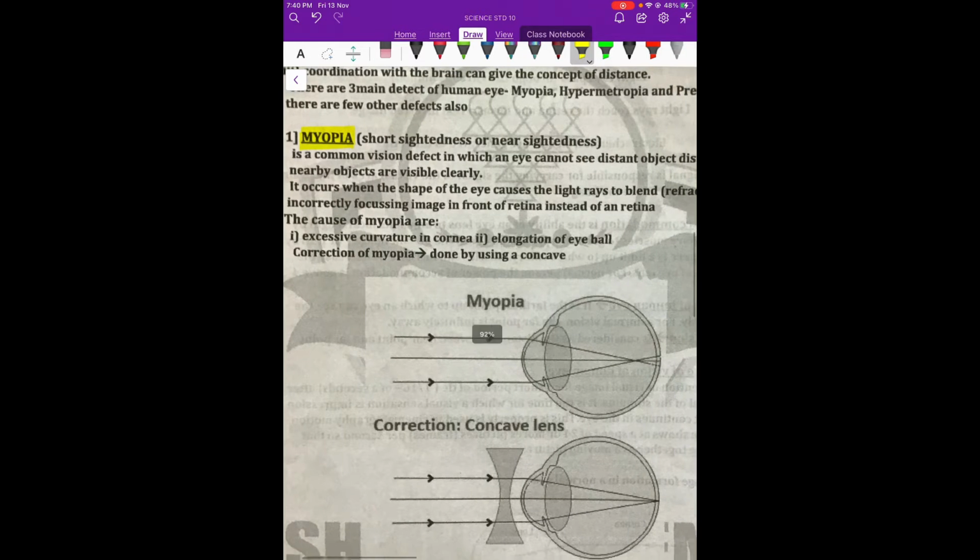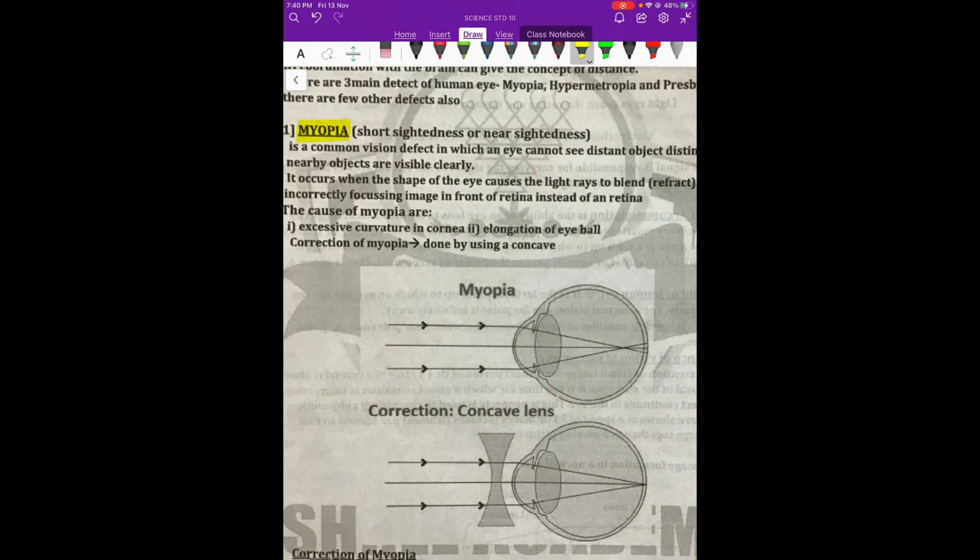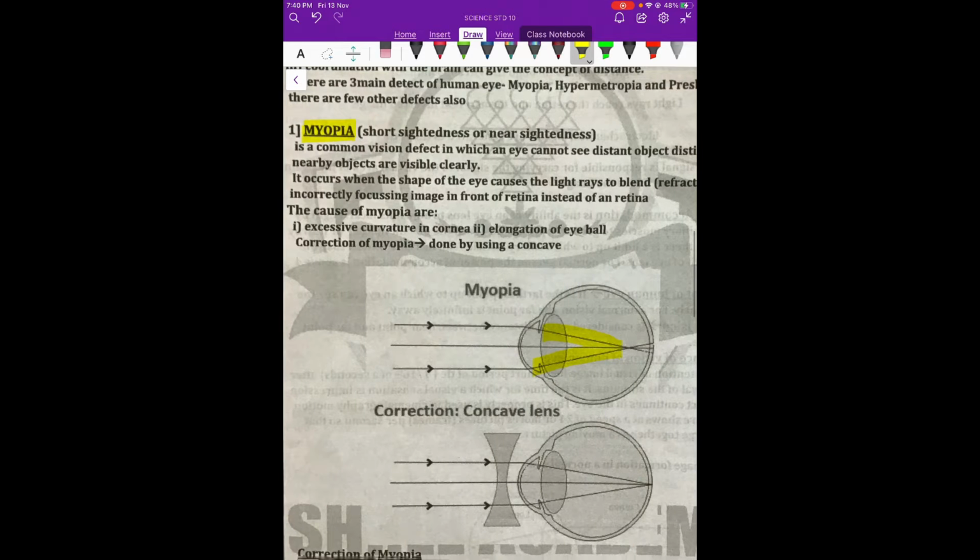Now why is this caused? The main cause of this is the shape of the eye. If you can see here, the light rays are falling in front of the retina, not on the retina. So that is the reason he can only see things which are nearby and cannot see things distinctly which are far off.